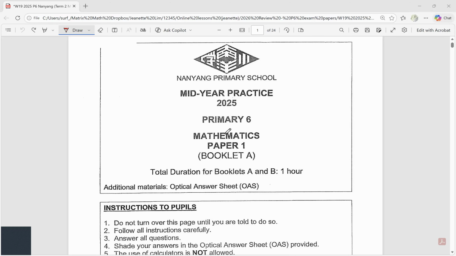Nanyang Primary Mid-Year Practice for 2025. This is for paper 1. So no calculators are allowed for this paper.